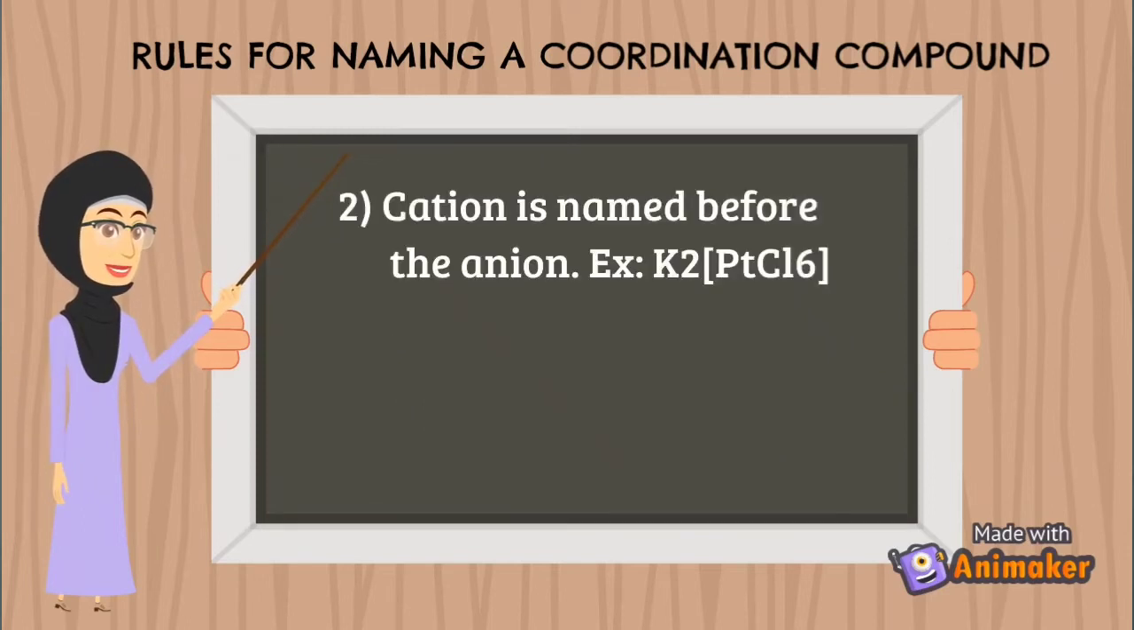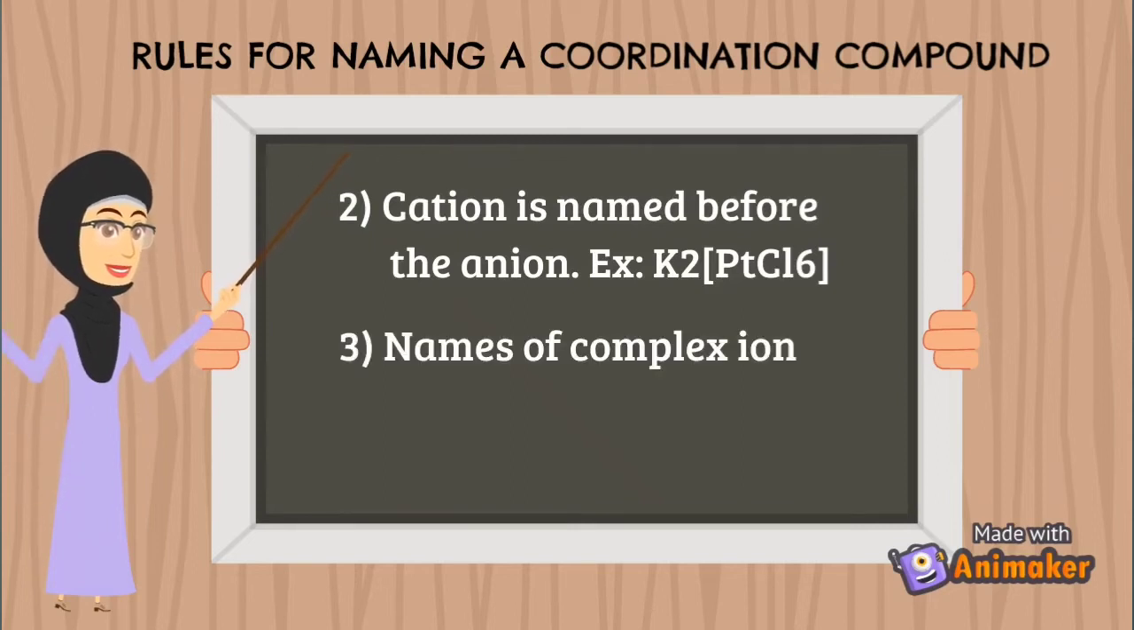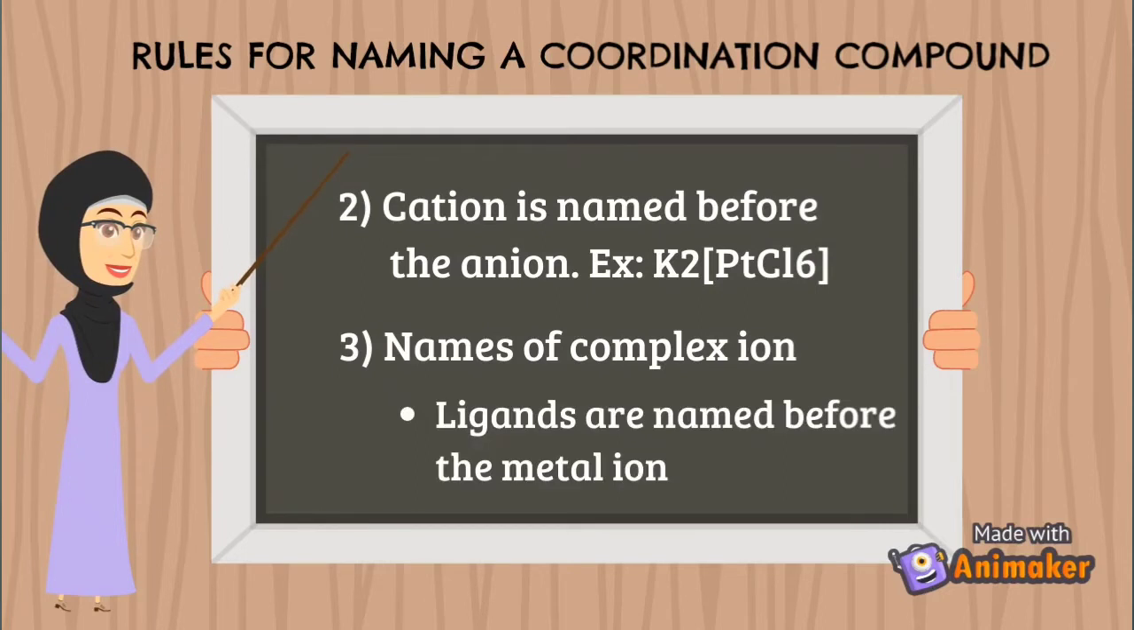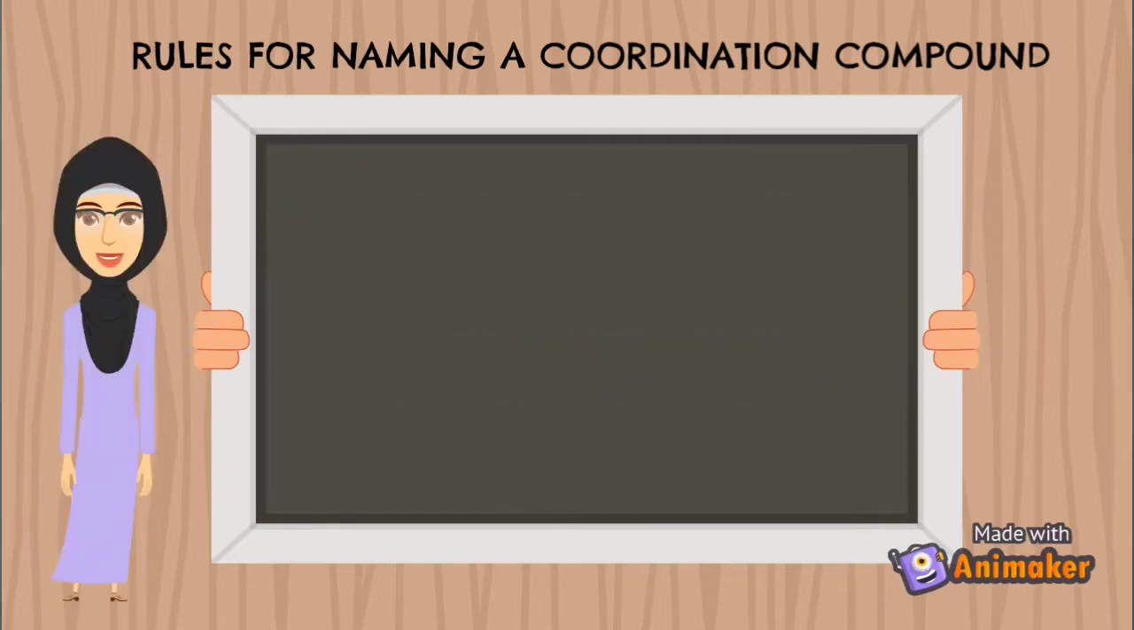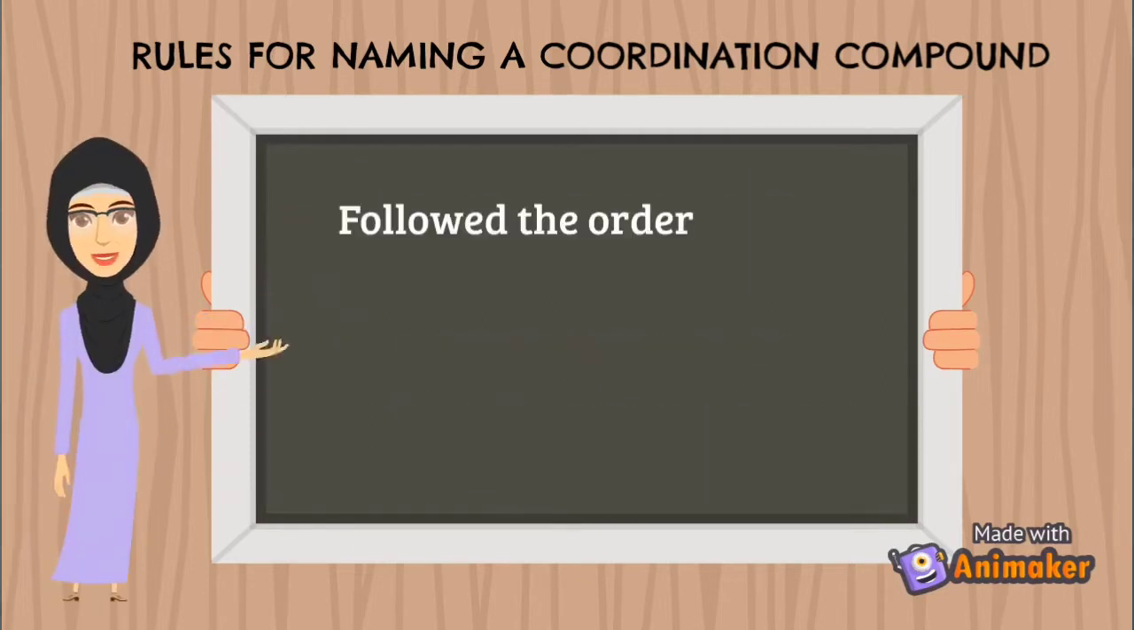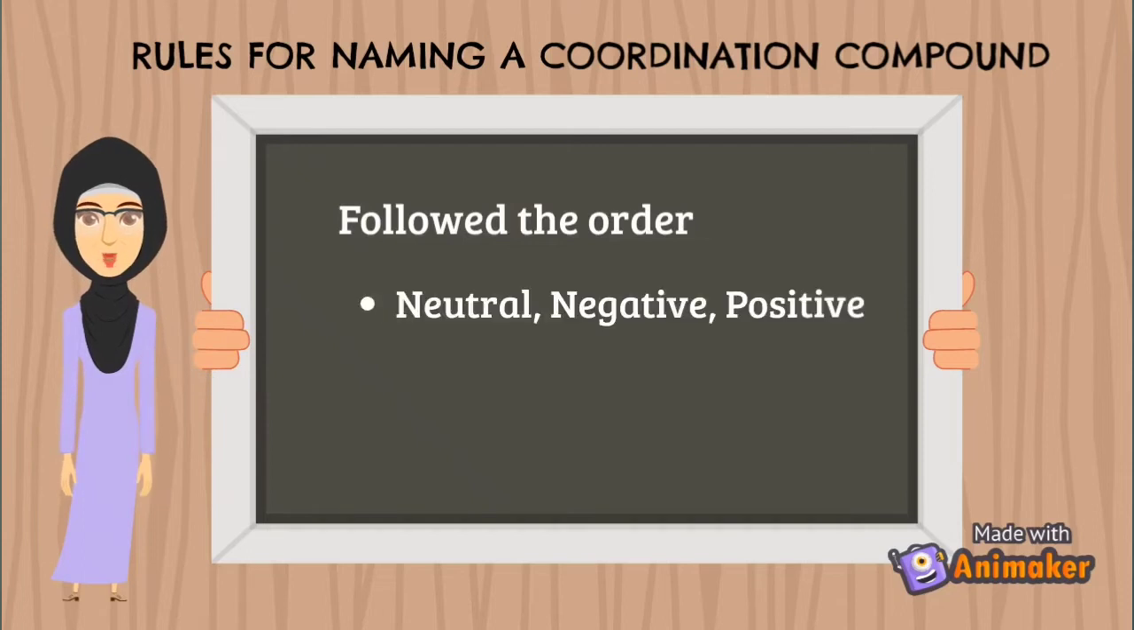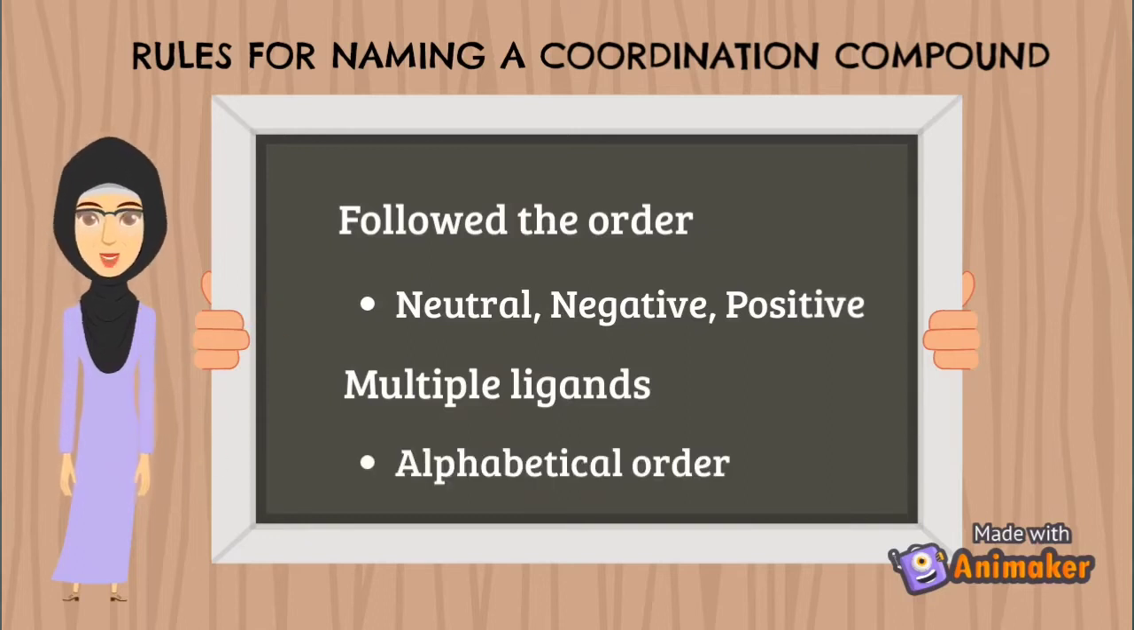Rule 2. Overall, the cation is named before the anion, like in potassium hexachloroplatinate 4. Rule 3. For complex ions, ligands are named before the metal ion. For ligands, remember to follow the order neutral, negative, then positive. For multiple ligands of the same charge, arrange in the alphabetical order of their names, not their prefixes.